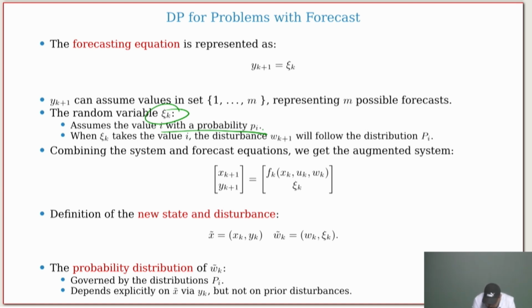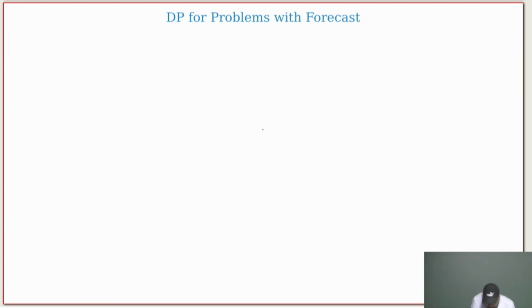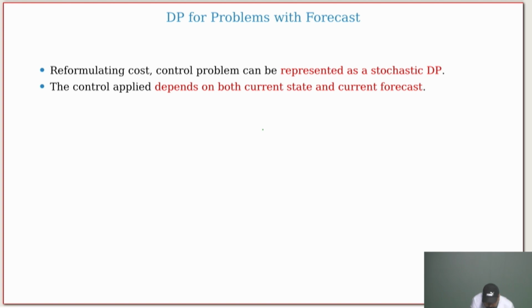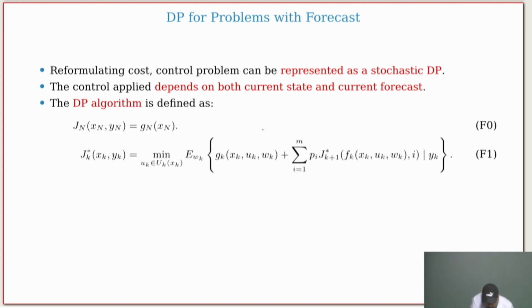Okay, so reformulating the cost, control can be represented as stochastic DP. The control depends on both the current state and the current forecast, and for the forecast we can write this DP algorithm. For the nth step, the terminal state, we reach the terminal state, so we end there and we don't have anything to do. So it will be the terminal cost. You already reached there, so there is no decision to be made, no forecast, nothing to be used.